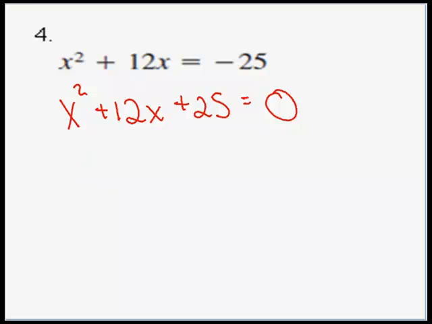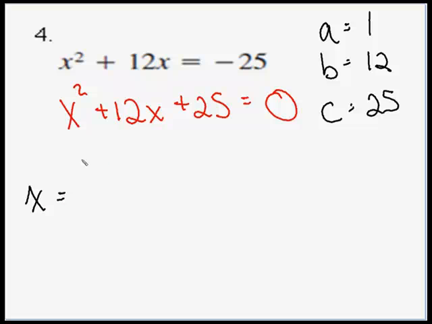Let's see. Last time we did complete the square, so let's do the quadratic formula on this. Let's figure out our a, b, and c. A is the number in front of x squared, b is in front of x, and c is our constant. So in front of the x squared is a 1. In front of the x is a positive 12, and in front of our constant is just positive 25. So there's a, b, and c.